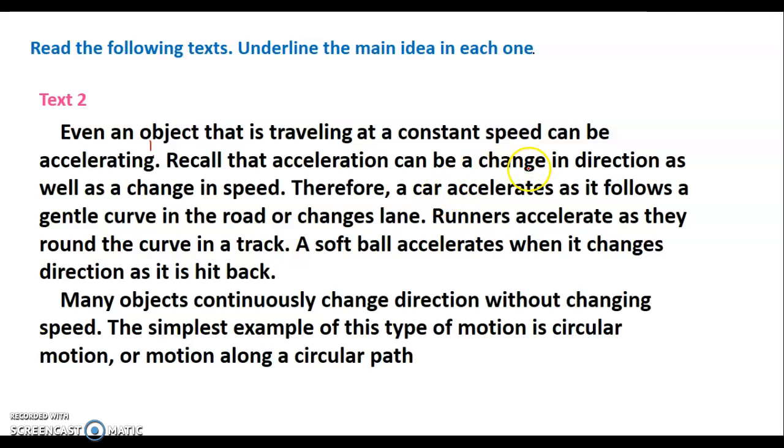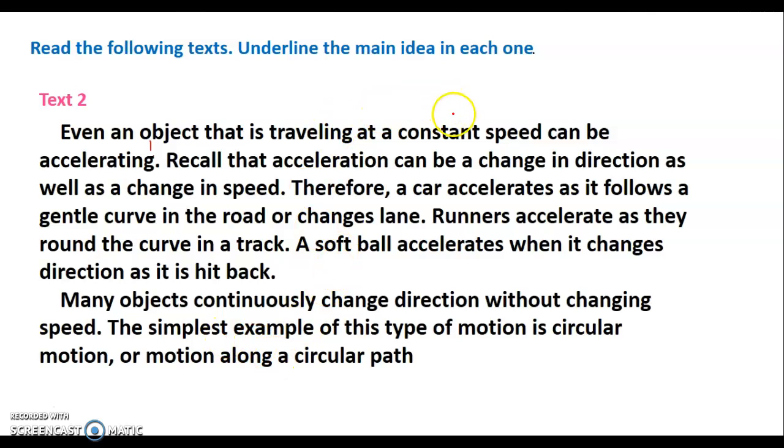Recall that acceleration can be a change in the direction as well as a change in the speed. Therefore, a car accelerates as it follows a gentle curve in the road or changes lanes, moving to different narrow pathways. Runners accelerate as they round the curve in a track. A softball accelerates when it changes direction as it is hit back. Many objects continuously change direction without changing the speed. The simplest example of this type of motion is circular motion, or motion along a circular path.